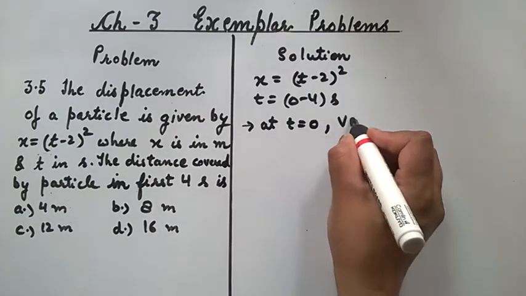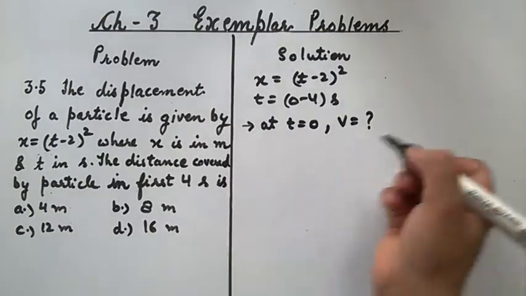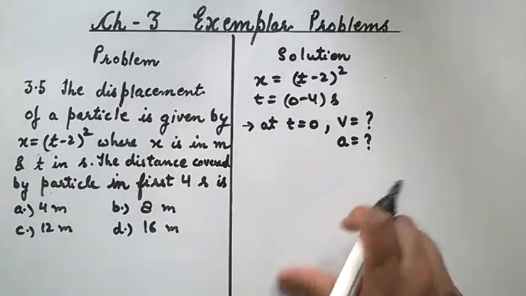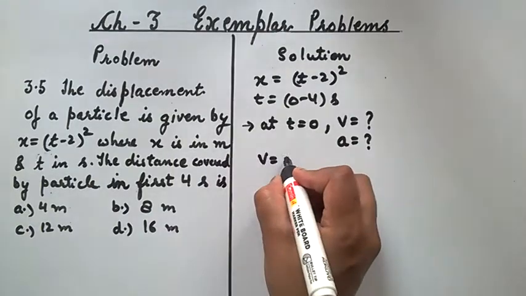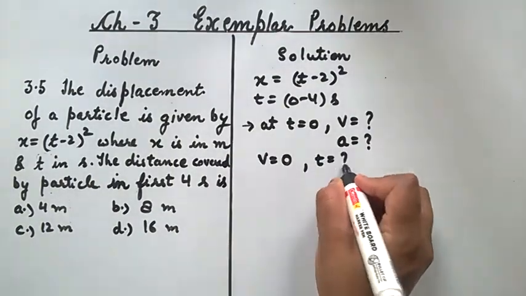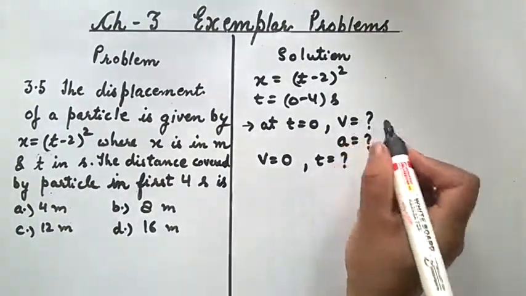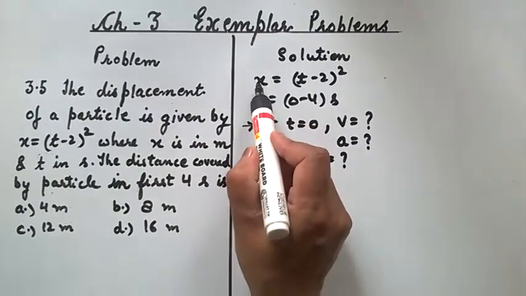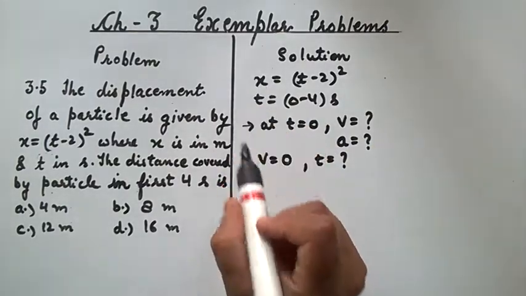What will be the initial velocity of the particle? And what about the acceleration of the particle? When the velocity of the particle becomes 0, at what time will it become 0? In order to find the velocity and acceleration, we need to differentiate the equation of displacement.